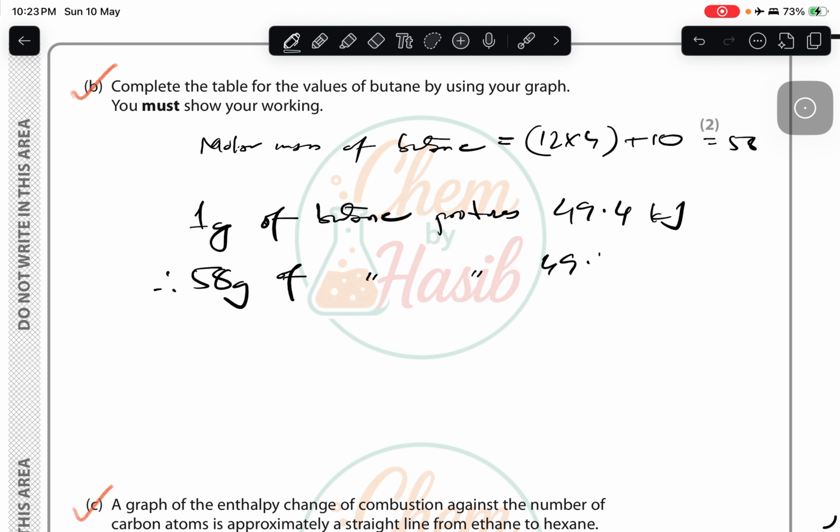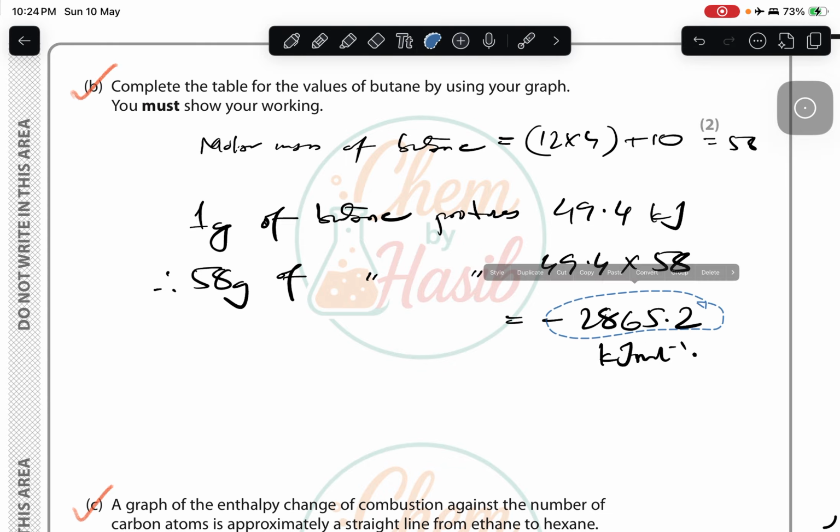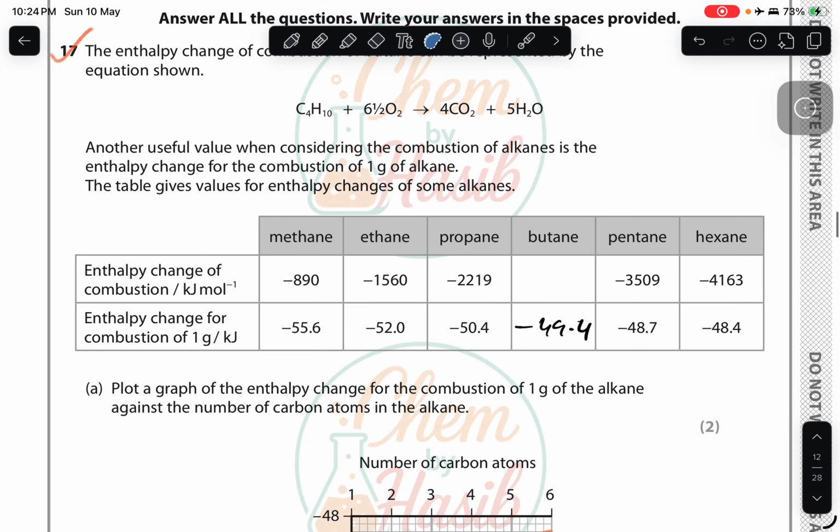49.4 multiplied by 58, which will be 2865.2. So this would be equal to minus 2865.2 kilojoules per mole, right? So this would be the answer. You copy this answer and put it here. Okay, then we move on to the next question.